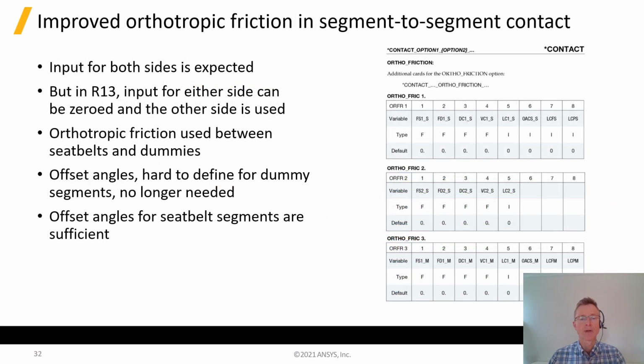Orthotropic friction means different friction factors according to the direction of sliding, and this is of particular relevance to seatbelts. This was available in R12, but the input has been made much easier in R13 because you no longer have to define the fabric directions for the dummy, only for the seatbelt.